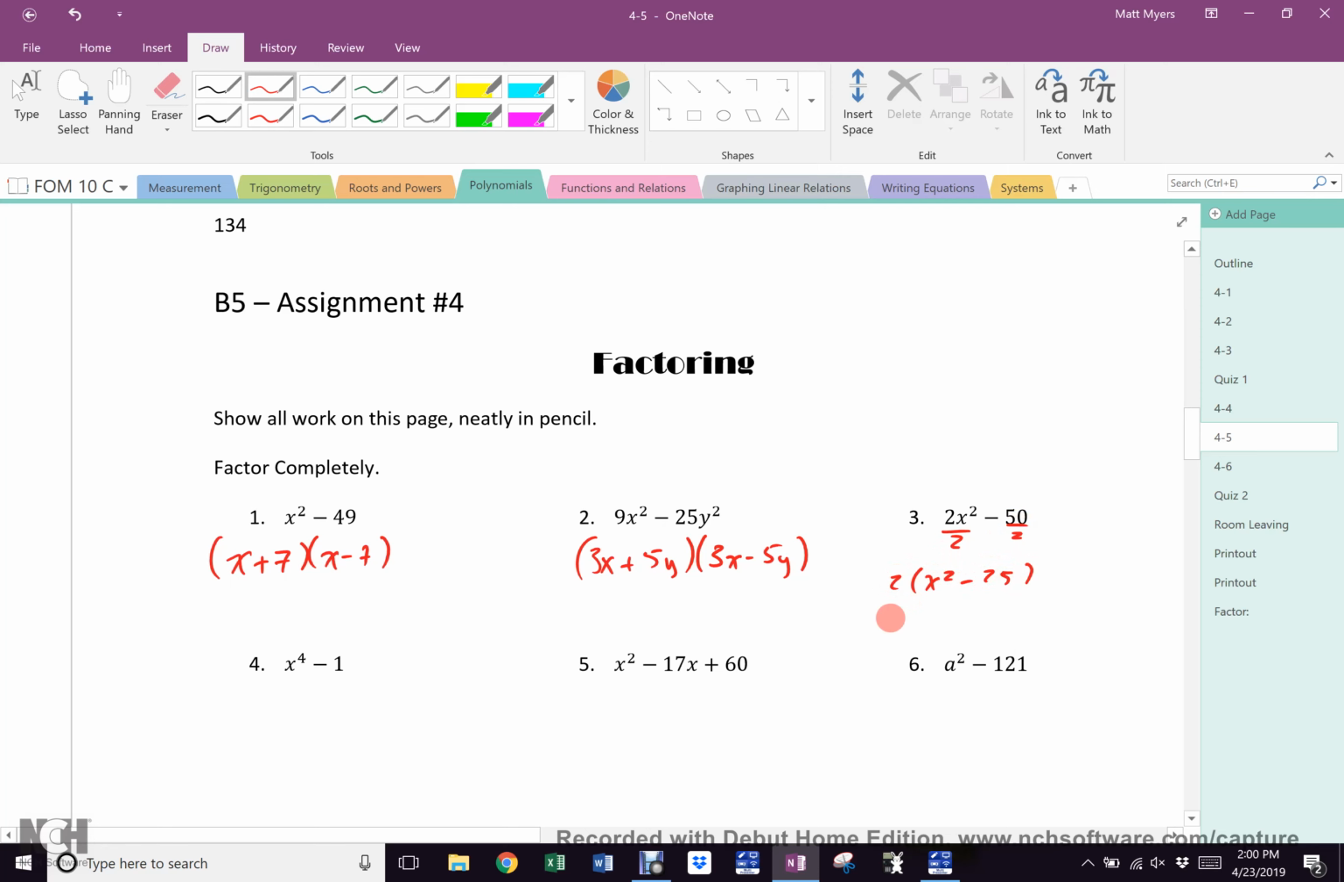Is that a perfect square? Yeah. What's the square root of x squared? X. Is that a perfect square? What's the square root of 25? Plus 5. And then I write it again with a minus 5.